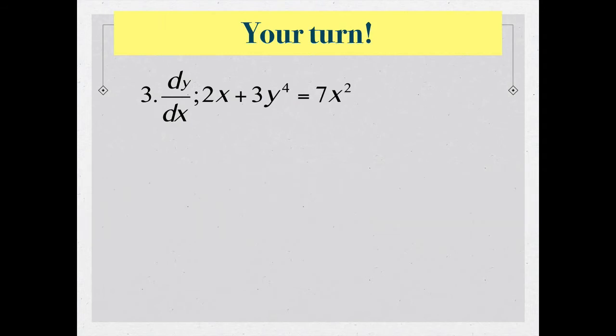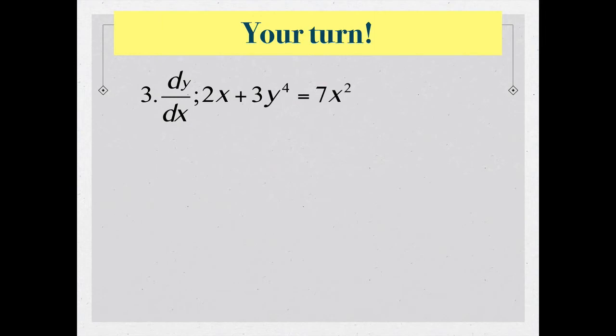This equation defines y implicitly as a function of x, and you cannot write it as an explicit function because it cannot be solved for y. For such a problem, you need implicit differentiation. Also note that in many textbooks, the symbol dy over dx is used instead of y prime. So what's the difference between y prime and dy over dx?